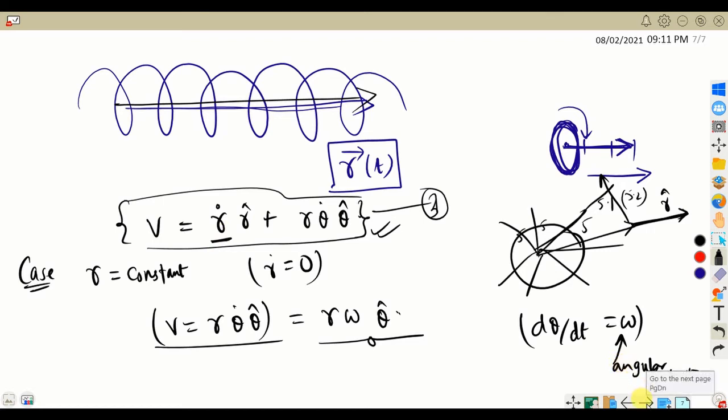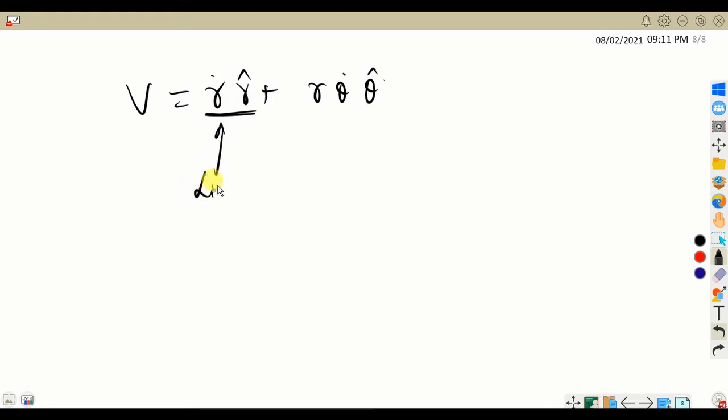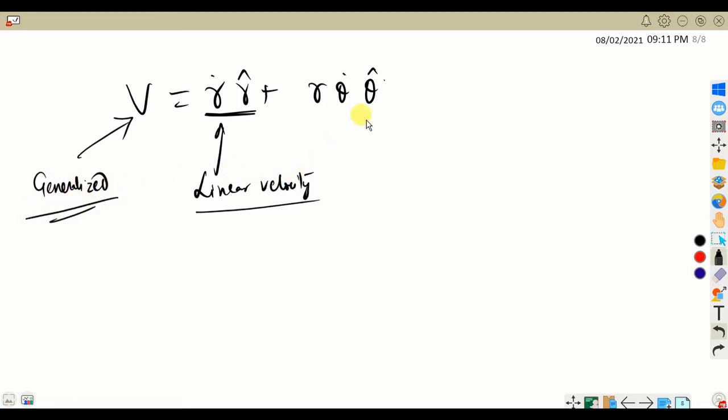Now we can say this is a very generalized velocity: v is equal to r dot r hat plus r theta dot theta hat. You see, r dot r hat is coming from linear velocity. So you cannot say this velocity is just a linear velocity. It is a generalized velocity, where linear motion is also involved, and theta dot, that is angular velocity.